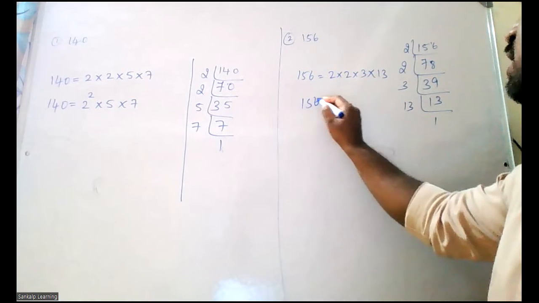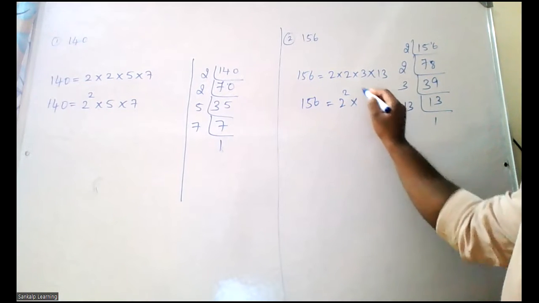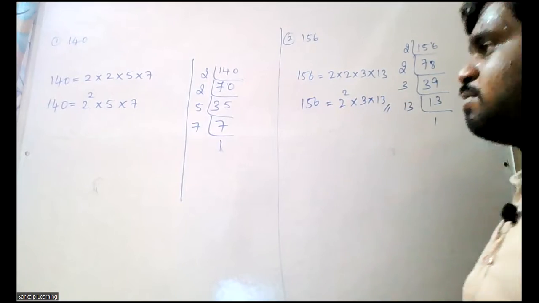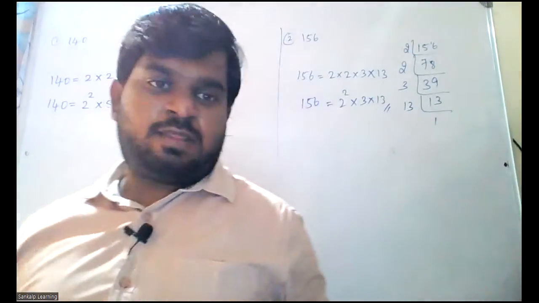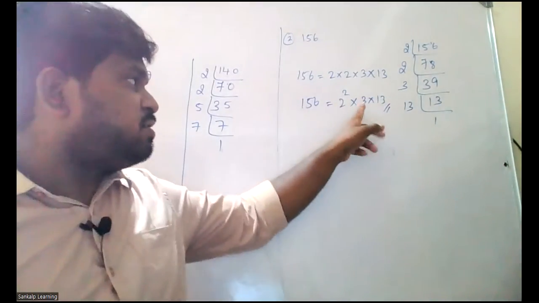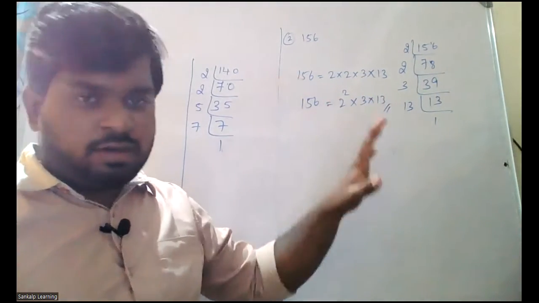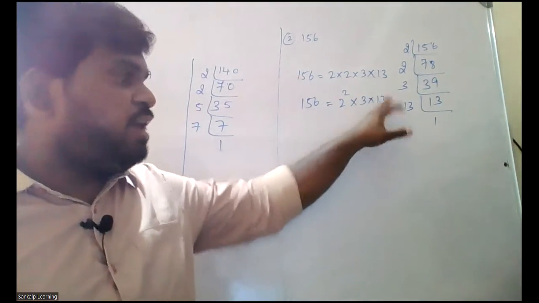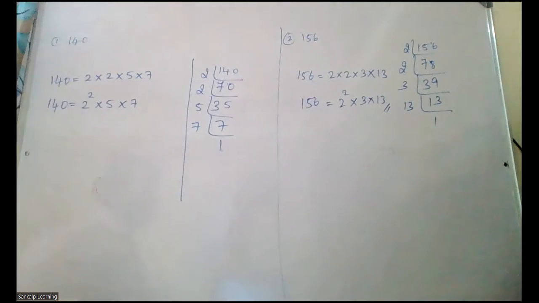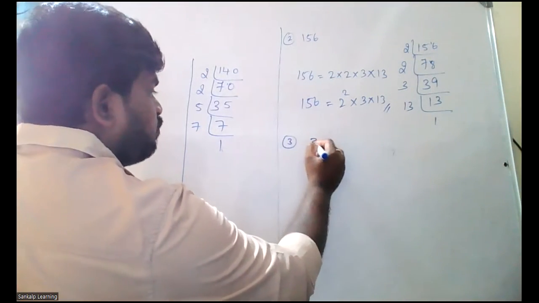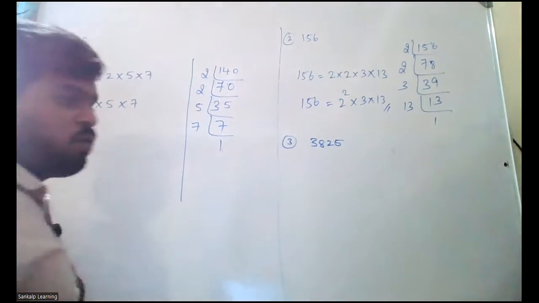Therefore, 156 can be written as 2 square, because 2 into 2 is 2 square, into 3 into 13. This is the prime factorization. You can interchange the order, 3 coming first, 2 square in the middle. It doesn't matter with the order, but you should have only these three things: 2 square, 3 and 13. Okay. The next one, the third one, is 3825.